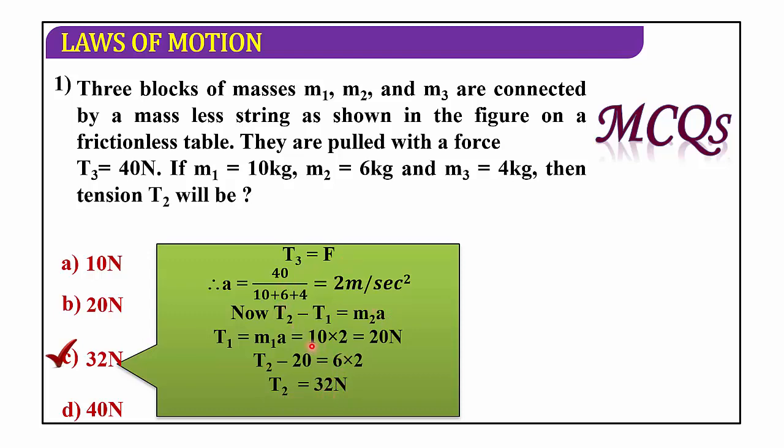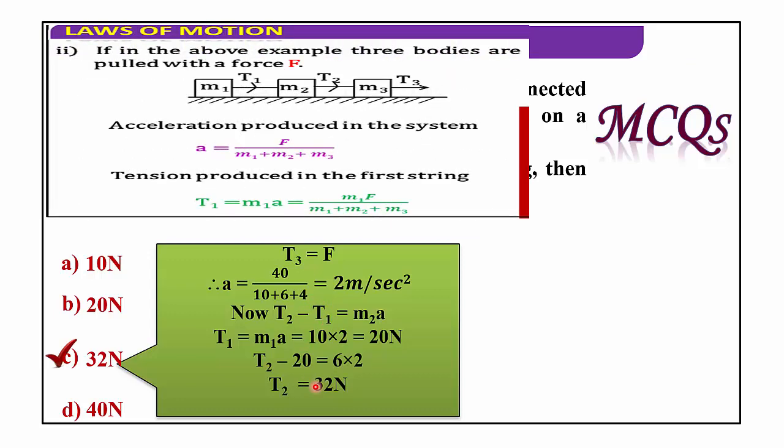In this problem, first we go for acceleration. Then you can choose this equation T2 minus T1 equal to M2A. In that, first calculate T1 equal to M1A. Easily you will get the answer. Substitute. So the final answer is 32 Newton. So in this problem you have to remember this hint here.